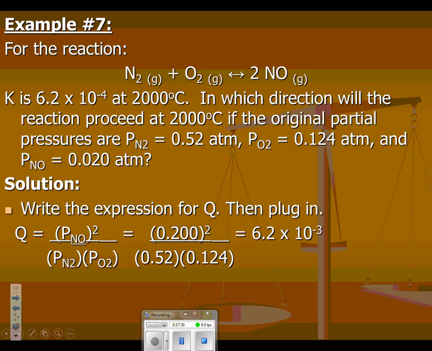Oh, I've got an error there. 0.02. Yep, he caught me. There should be a 0 there. So, yeah, this should be right here. I got a typo. Double check it.